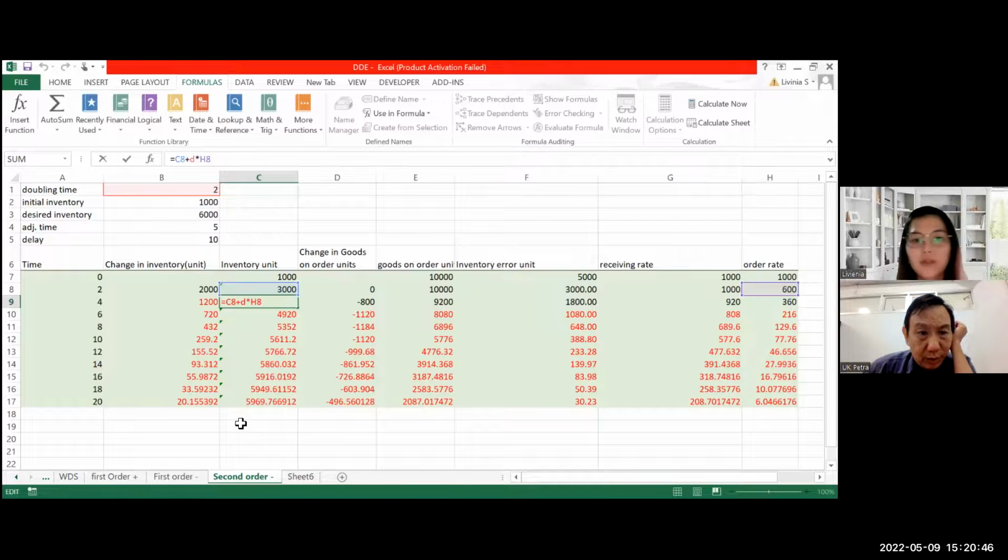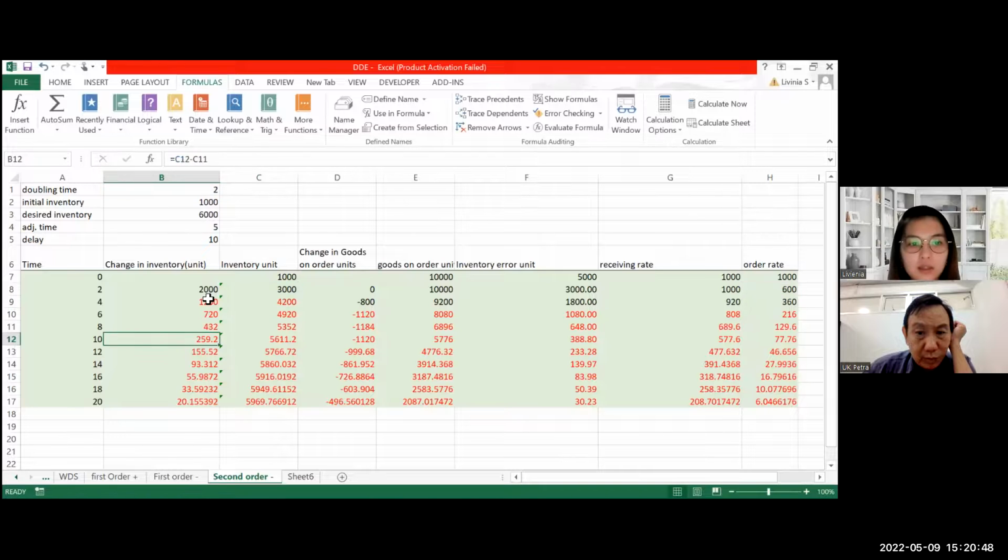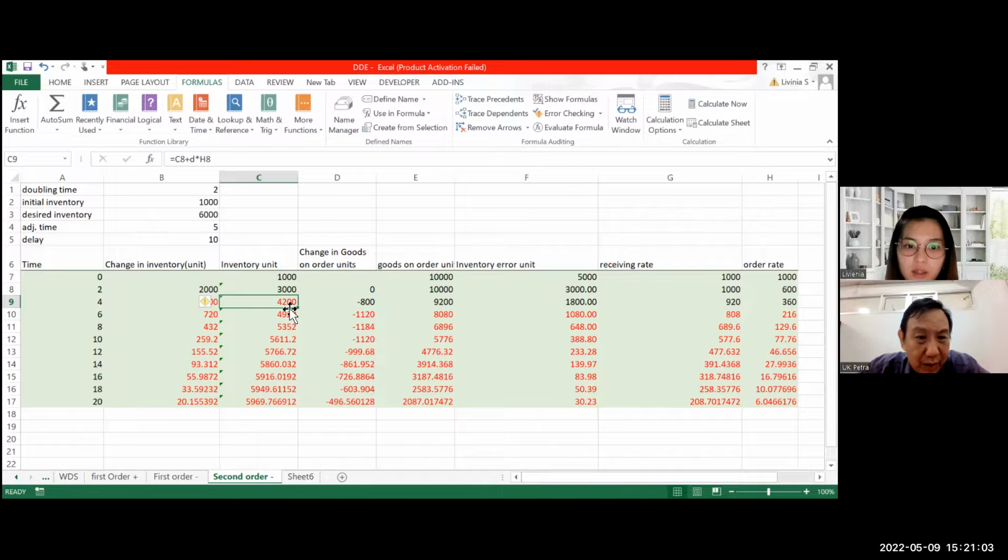Yeah. Because the change is this one, right? This one minus this one. The change is 1,200, eh? But the inventory unit... Because the change is 5,000 in my case, right? Yeah, okay. So the inventory unit is the problem, but the formula is correct.